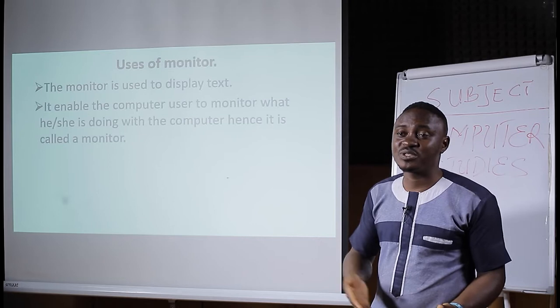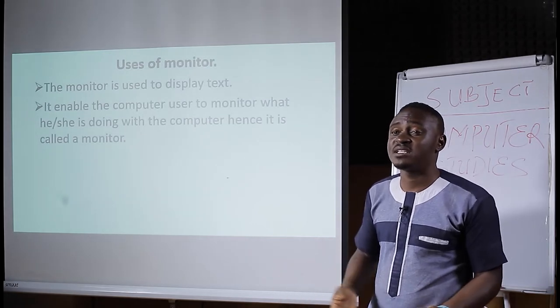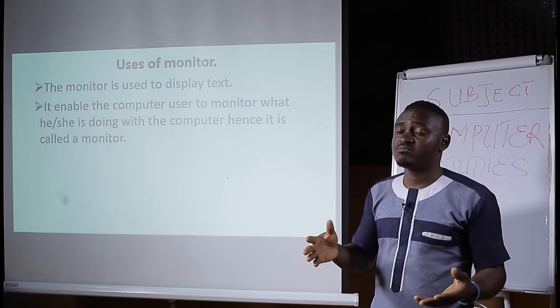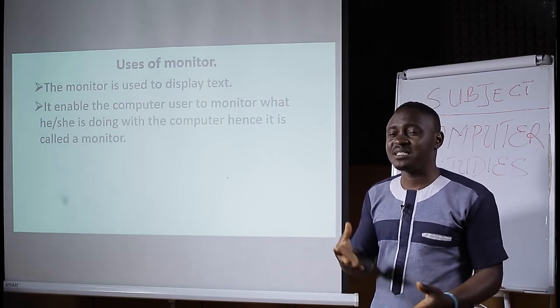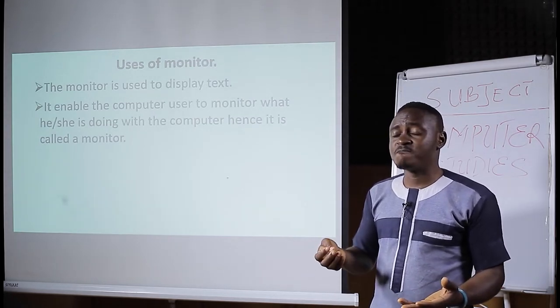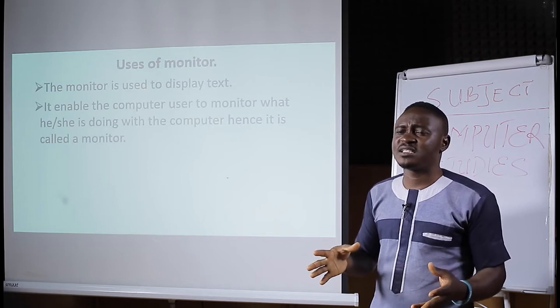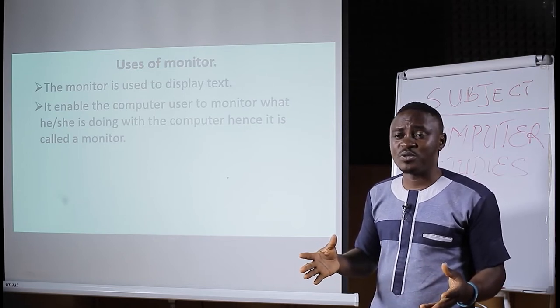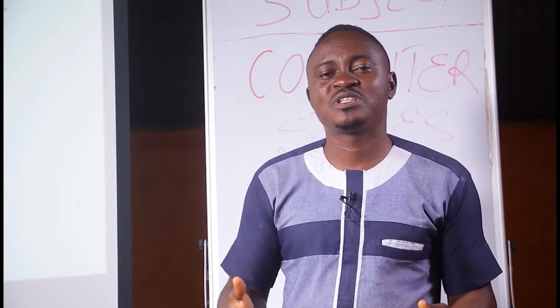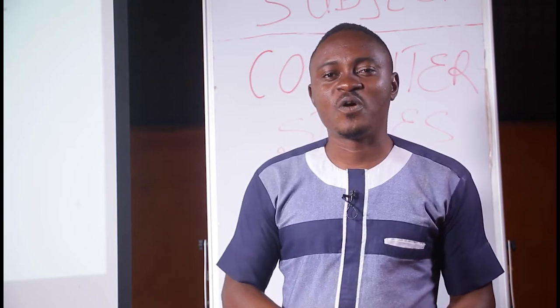You can't see through the keyboard, you can't see through the printer, you can't see through other devices, but only through the monitor. Then it enables the computer user to monitor what he or she is doing with the computer. Hence, it is called the monitor. If you're typing a Word document, or making a design, or playing a TV game using your computer, it's logical for you to be able to see what you're doing and know what you're doing. So the monitor is responsible for displaying everything you need for visuals.